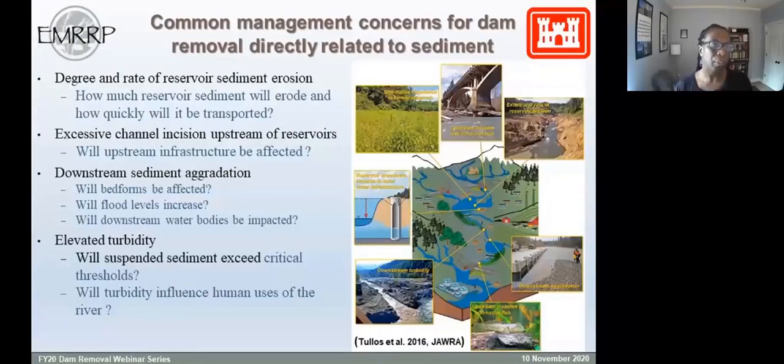Will upstream infrastructure be affected? Will we have increased the flood level? Will the downstream water bodies be impacted? And is there a risk to critical environmental receptors because certain suspended sediment thresholds might have been exceeded? Will turbidity influence humans using the river? All of those questions, and many more, I imagine, are questions that we have to ask ourselves, and that we hope these methods and technologies will be able to answer.